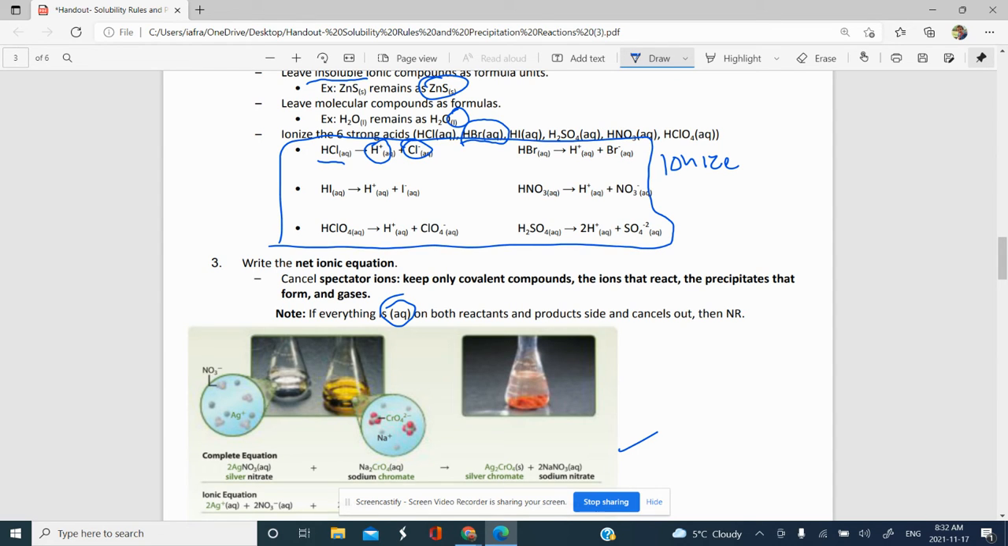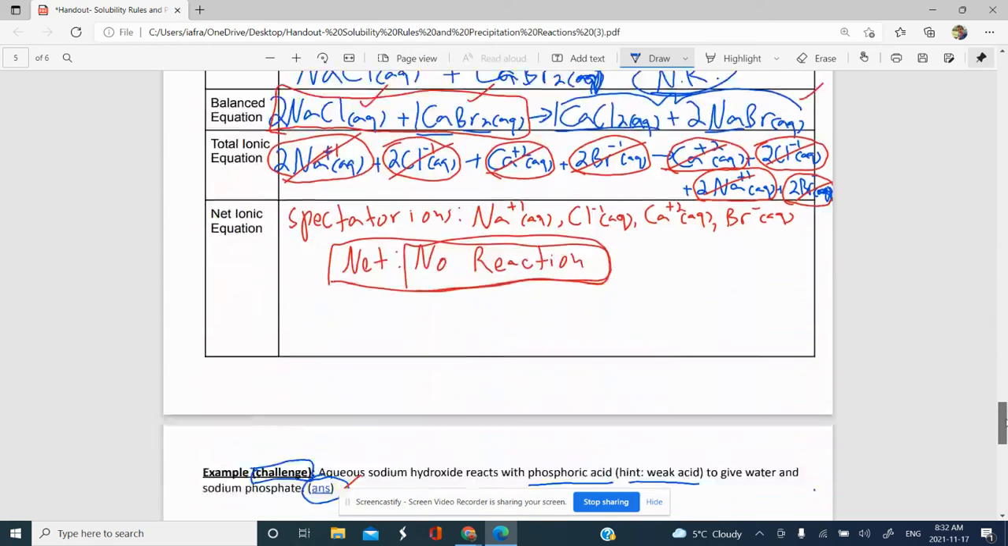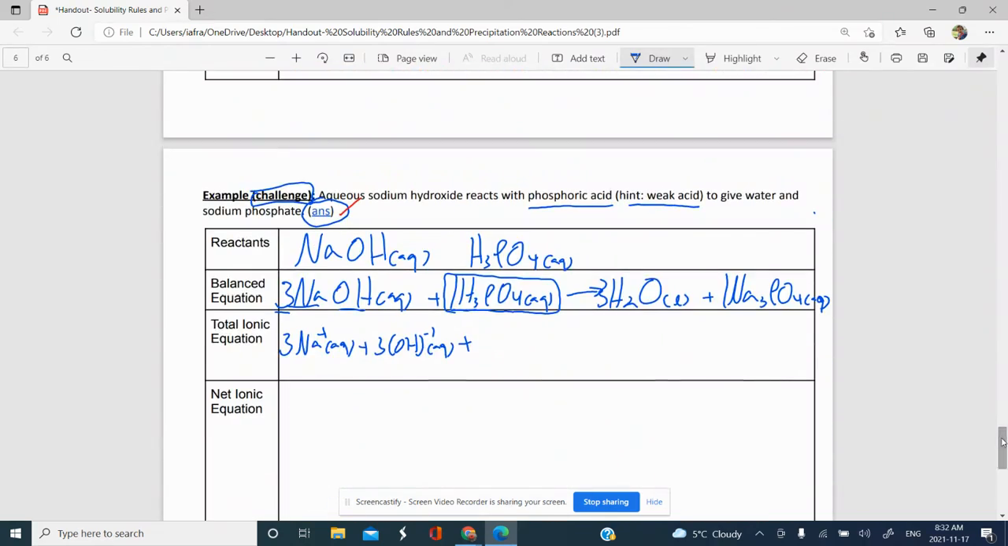In the hint that I had provided, the H3PO4 is what's called a weak acid. And so because it's a weak acid, we cannot ionize it like that. And we'll learn more about what that is later. For now, just kind of plant the seed as to weak acid. I gave you that hint. So we're simply going to leave it unionized.